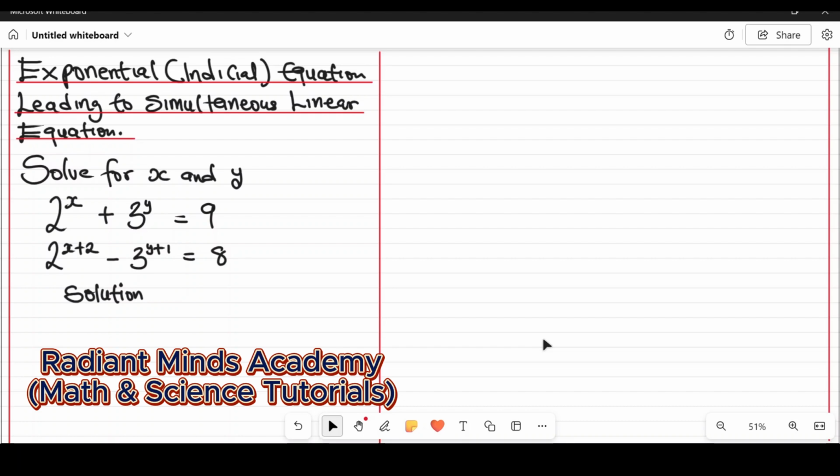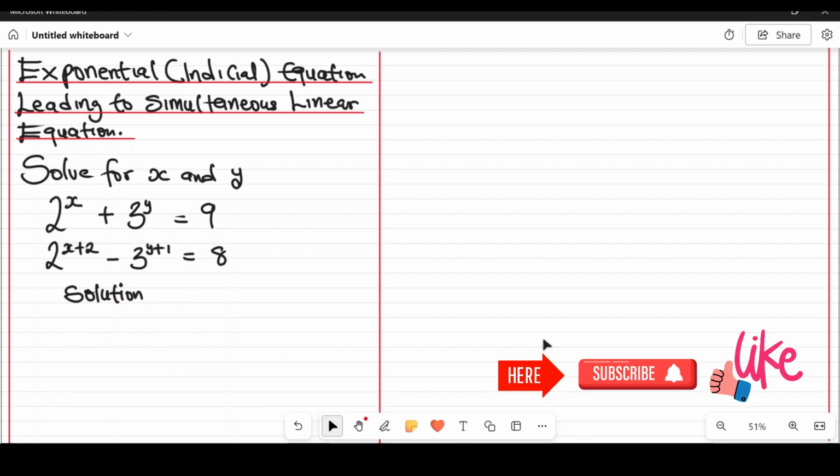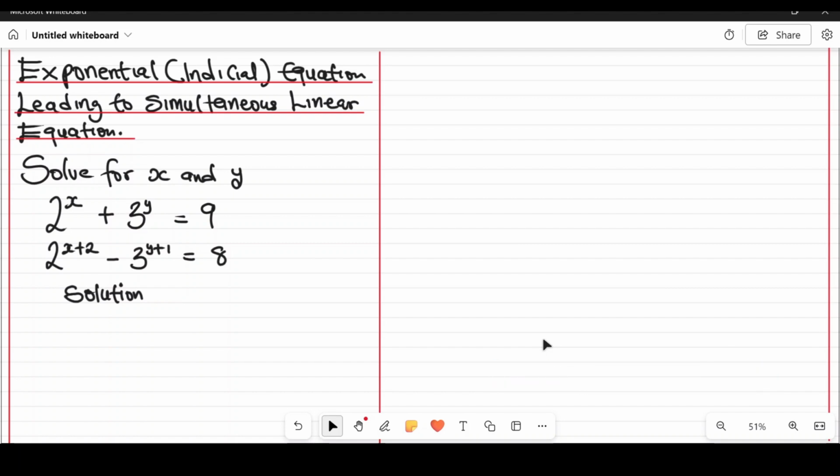In today's video, I will walk you through how to simplify an exponential equation leading to simultaneous linear equations. We are given to solve for x and y in the equations given to us. The equations are 2^x + 3^y = 9, and 2^(x+2) - 3^(y+1) = 8.